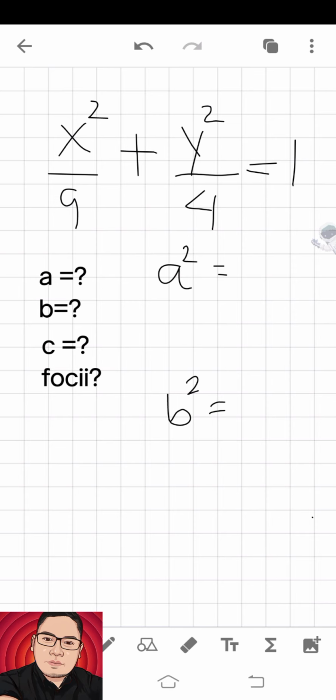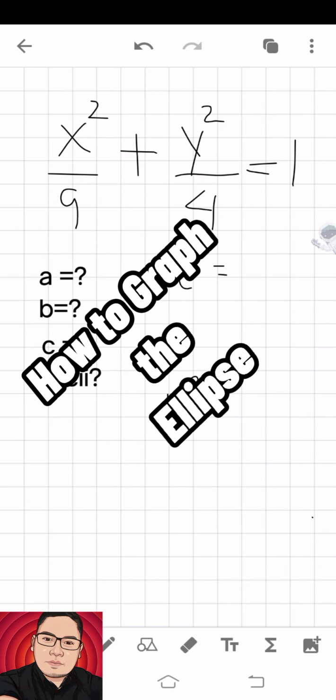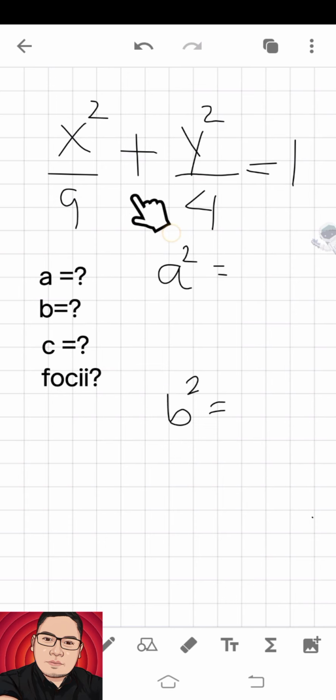Well guys, this time, let's learn how to graph the ellipse to understand more about the ellipse. Well, we have here the equation: x to the second power over 9 plus y to the second power over 4 equals 1. To graph the ellipse, all you have to do is to determine first the following variables. We have to determine the value of a, b, c, and its foci.